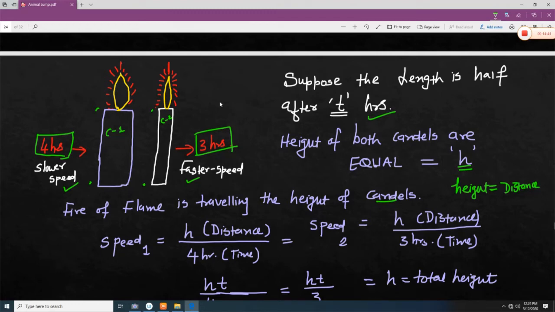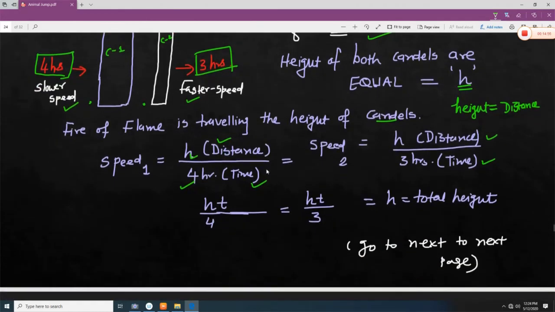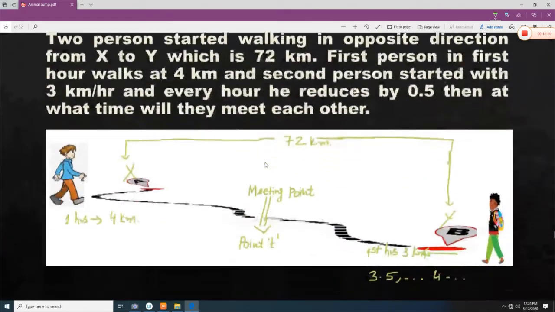So speed 1 is height divided by time. Height we assume h, and time is already given as 4 hours, is equal to speed 2, that is height, that is distance, and it is 3 hours. So ht divided by 4 is equal to ht divided by 3, the total height. Now we are going to continue to the next page.